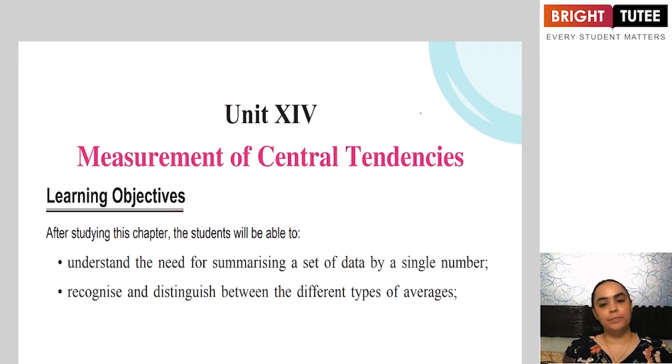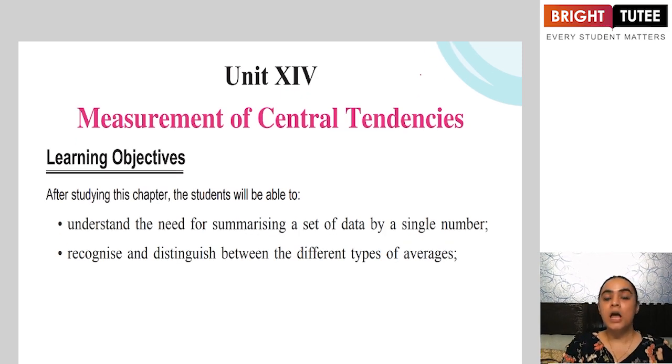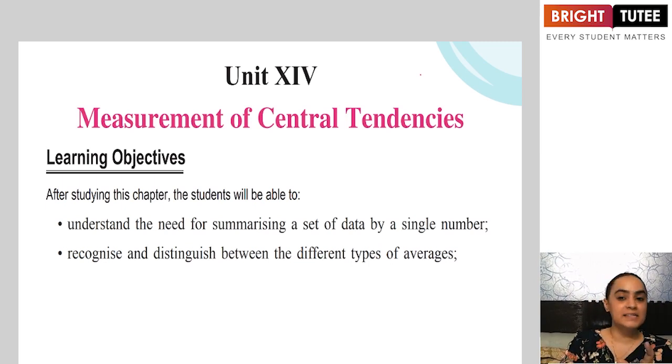We have in the past units talked about everything from learning to intelligence to personality, habit, individual differences, growth, development, and so on and so forth. In this chapter, we are going to learn what is the need for summarizing the data which is given to you. So to summarize the data in the form of a single number, why do we need that?